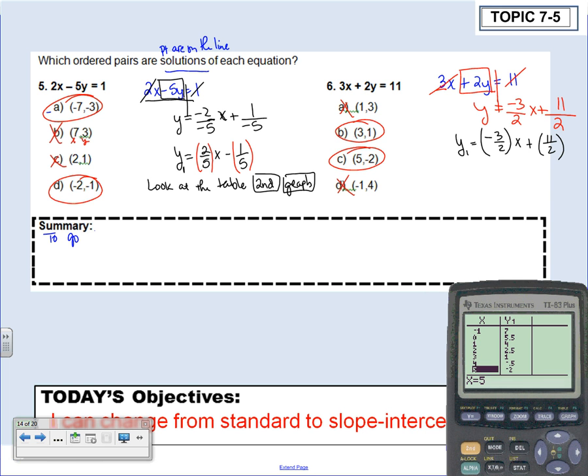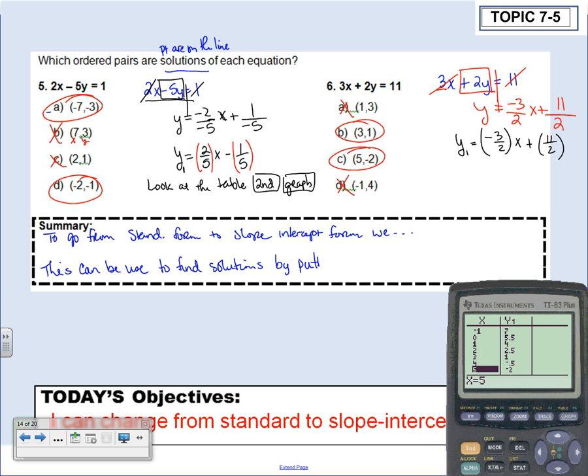So to go from standard form to slope-intercept form, what do we do? And then I can say this can be used to find solutions by putting the equation into y equals and looking at the table.